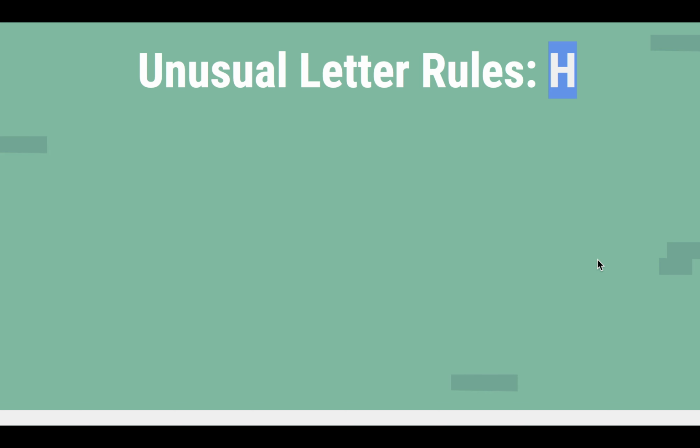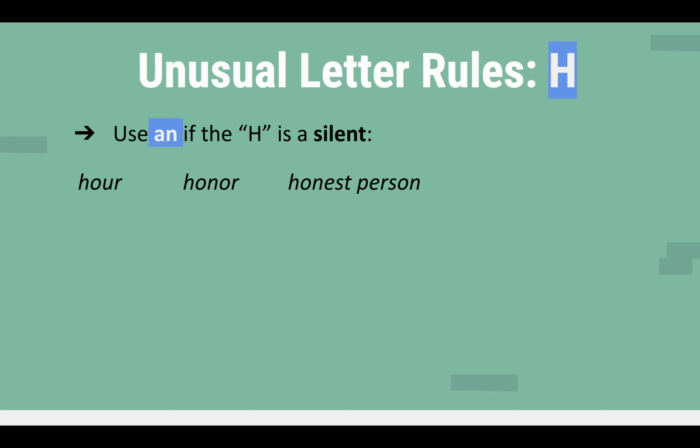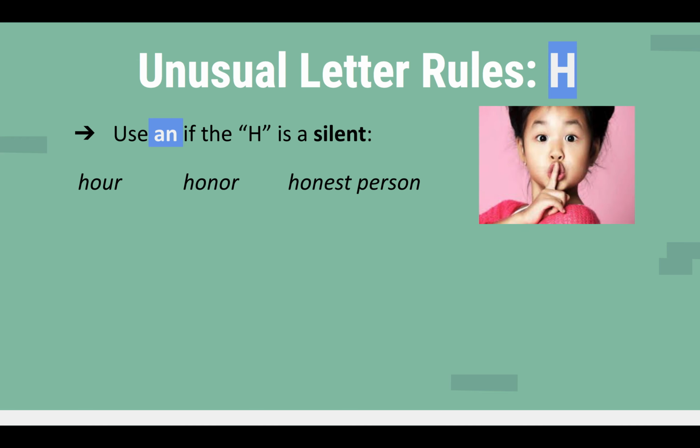Another unusual letter is H. If the H is silent, we use an, right? Remember that silent means we don't hear it. Hour, an hour. Honor, an honor. Honest person, an honest person. Here we never hear the sound of the H.